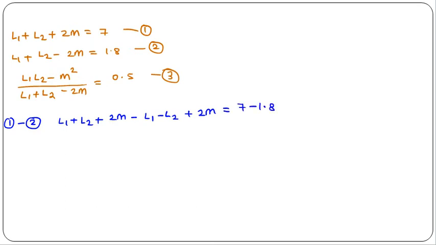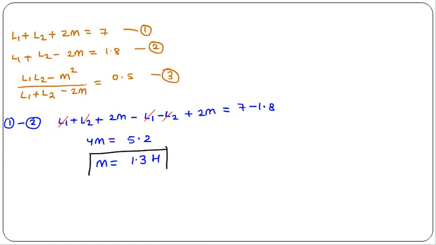Okay, so L1 and L2 will cancel out, so we are getting 2m plus 2m, this will be equal to 4m. So 7 minus 1.8 will be equal to 5.2. So the m value we are getting is 1.3 Henry. Okay, so we have got the mutual inductance.